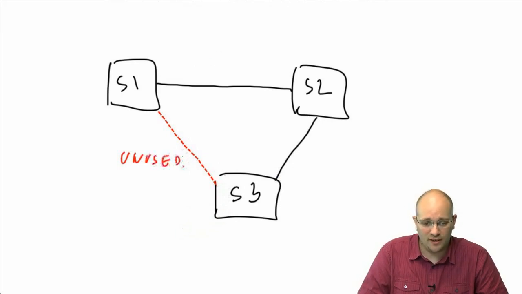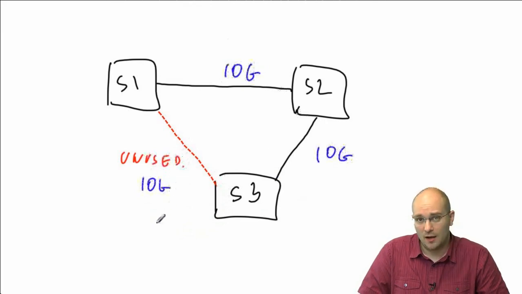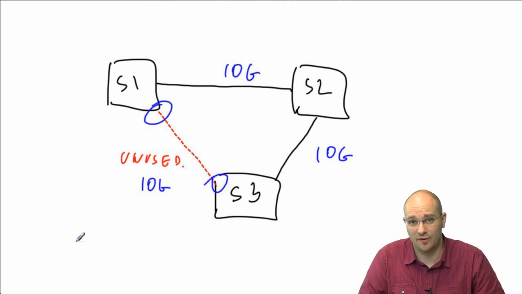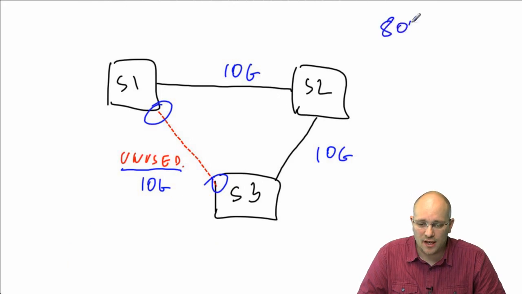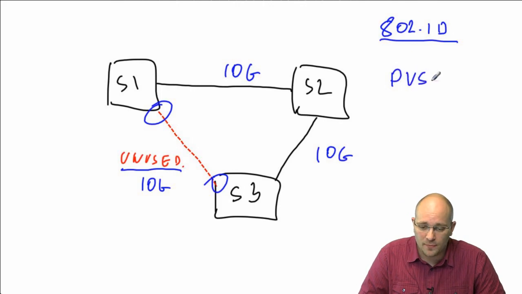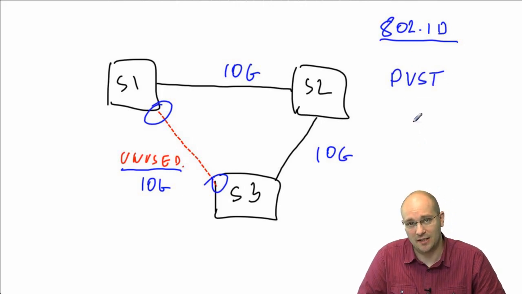Now imagine that all of these links here are 10 gig links. That means that we have a 10 gig interface here on switch 1 and a 10 gig interface on switch 3 that are, well, unused, which is a terrible waste. If we were using 802.1d, this would be it. There would be nothing we can do about this. And this is the reason why Cisco came up with per VLAN spanning tree plus.